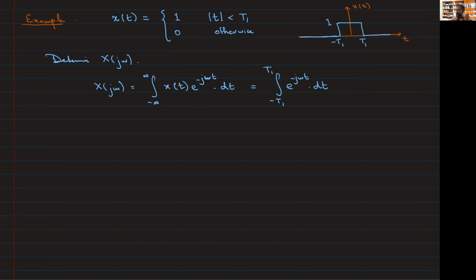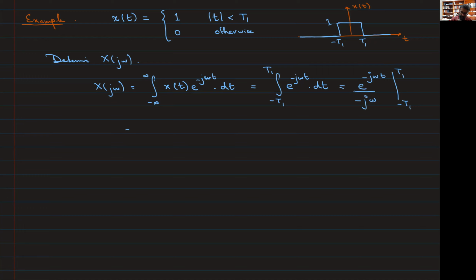Why do I do this, by the way? Because the signal itself is equal to 1 only between minus t1 and plus t1 and 0 outside. So I just change the limit. That only changes the limits as far as the integral is concerned, right? And if I evaluate this integral, this turns out to be equal to e raised to power minus j omega t divided by minus j omega, and this is from minus t1 to plus t1, right?